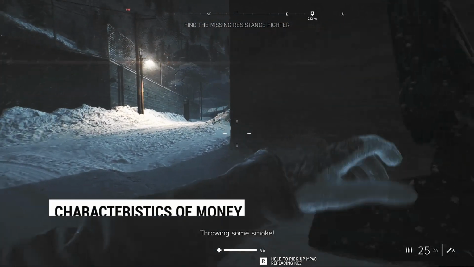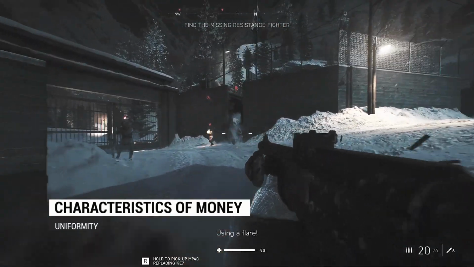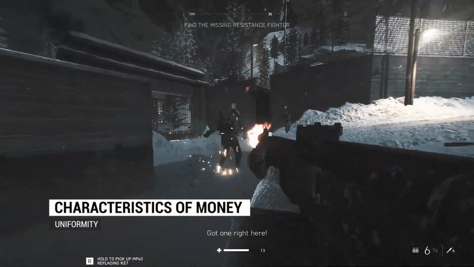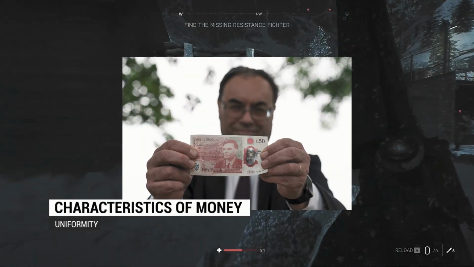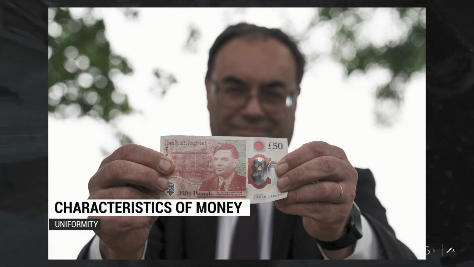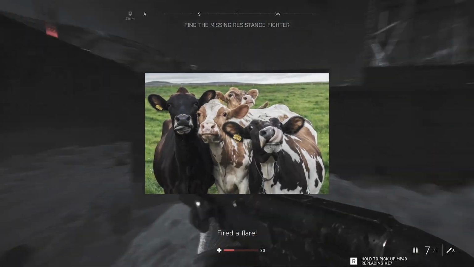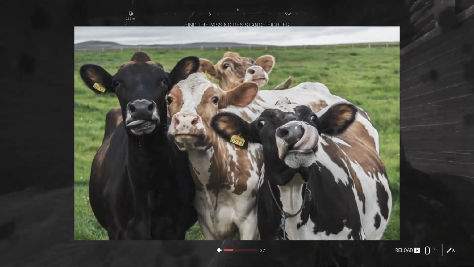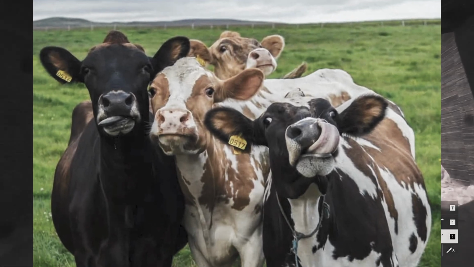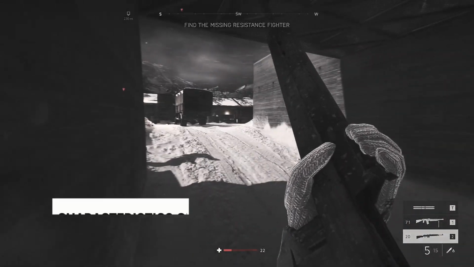Uniformity. For money to be easily recognizable, there must be uniformity within a country. This means all 50-pound banknotes will look virtually identical in terms of shape, size, and design. Cows come in many sizes and shapes and each has a different value. Cows are not a very uniform form of money.